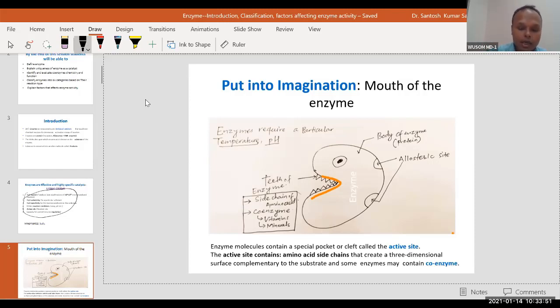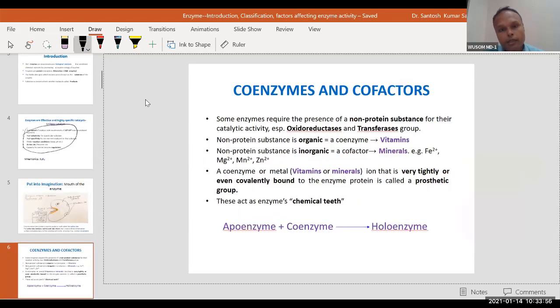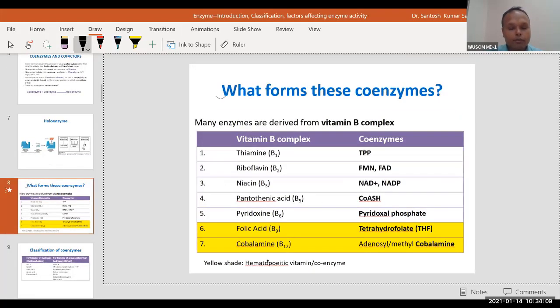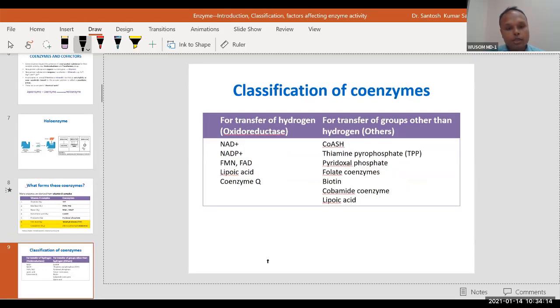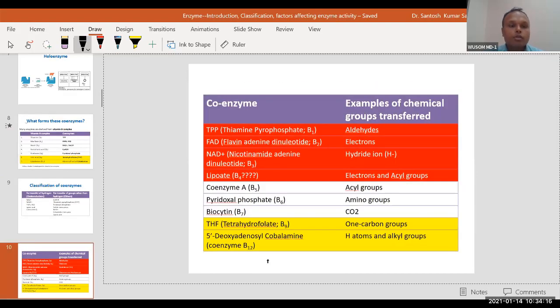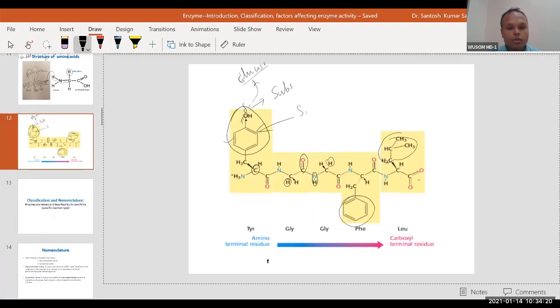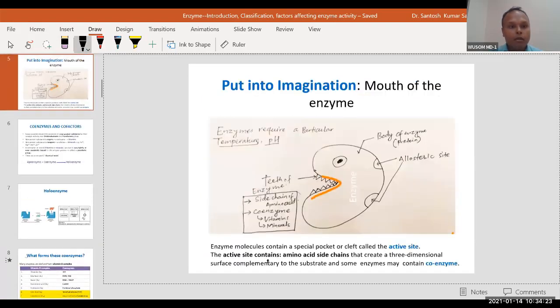It has got teeth. I explained this teeth part is very, very important. The coenzyme part is very important. In coenzymes, you have to understand about these vitamins. These are very, very important. So these 3 slides are very important for the formative exam. I will be giving questions from these 3 slides.